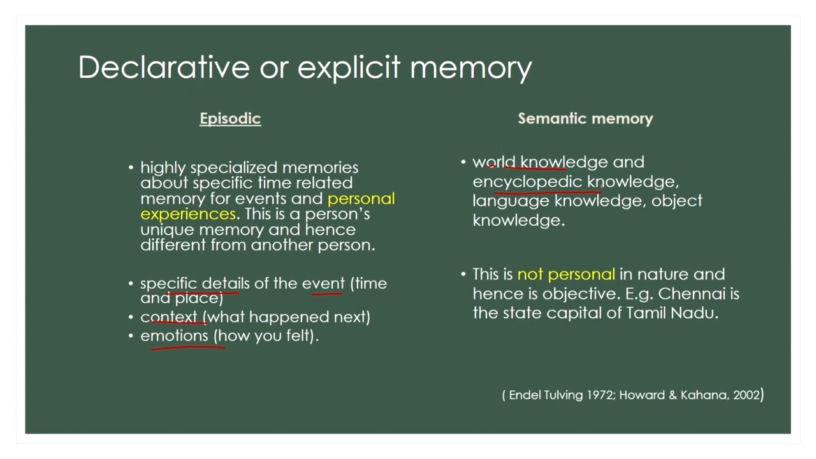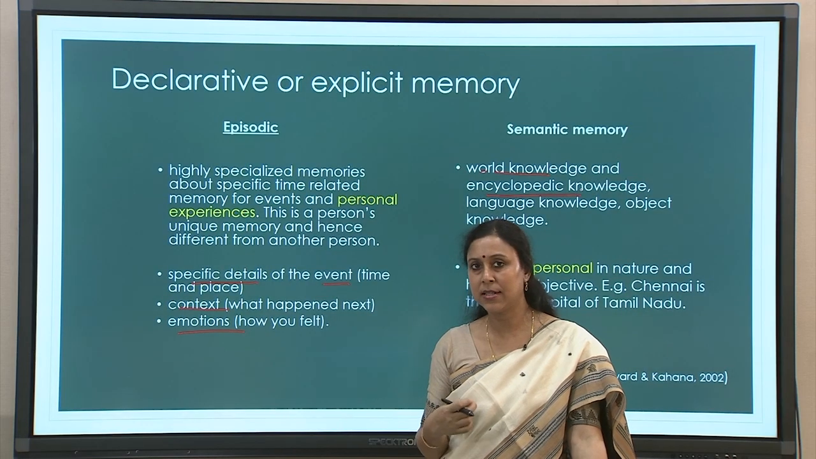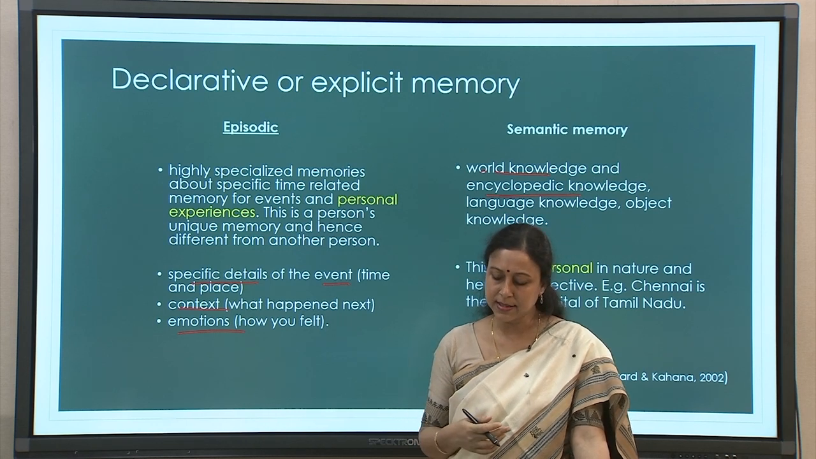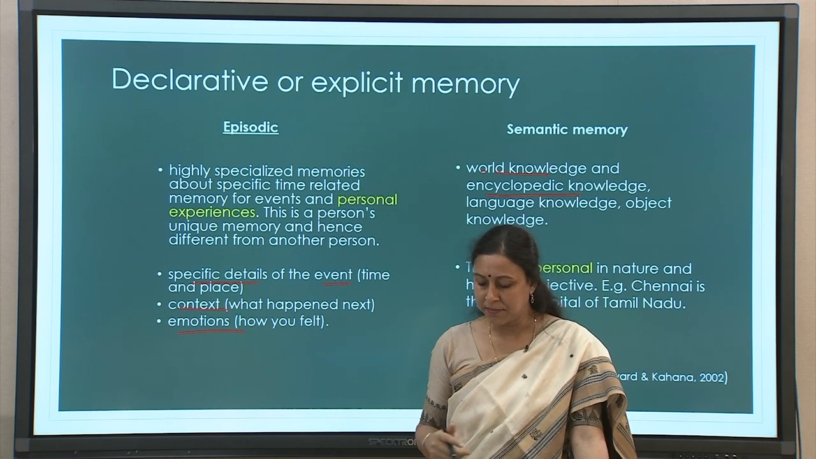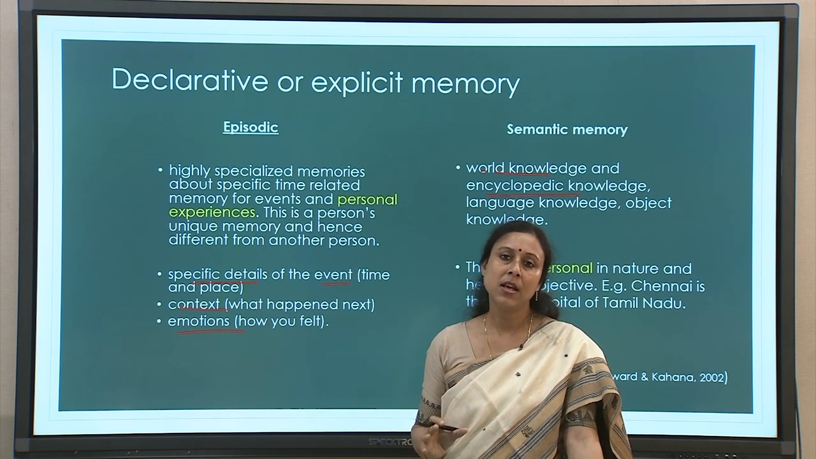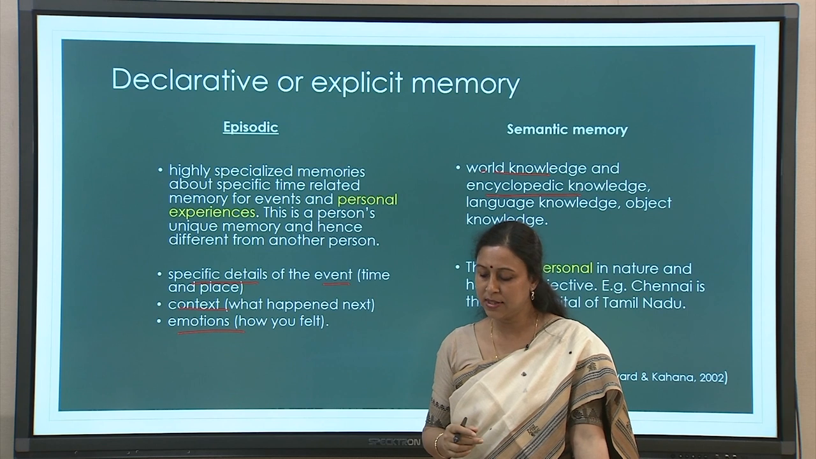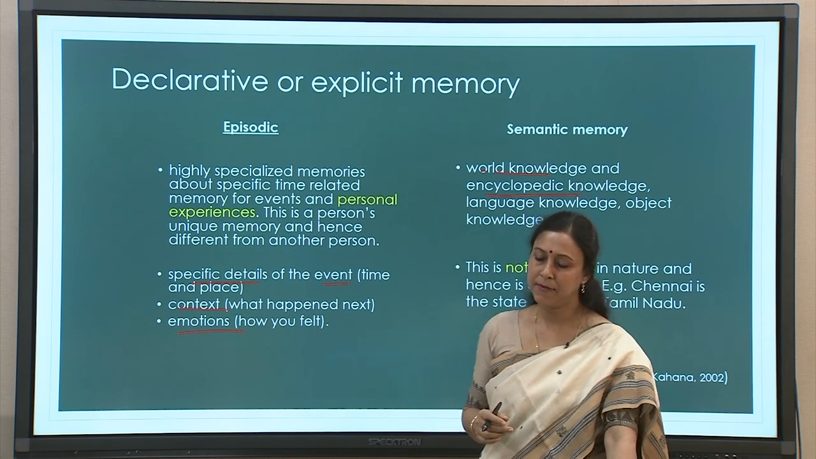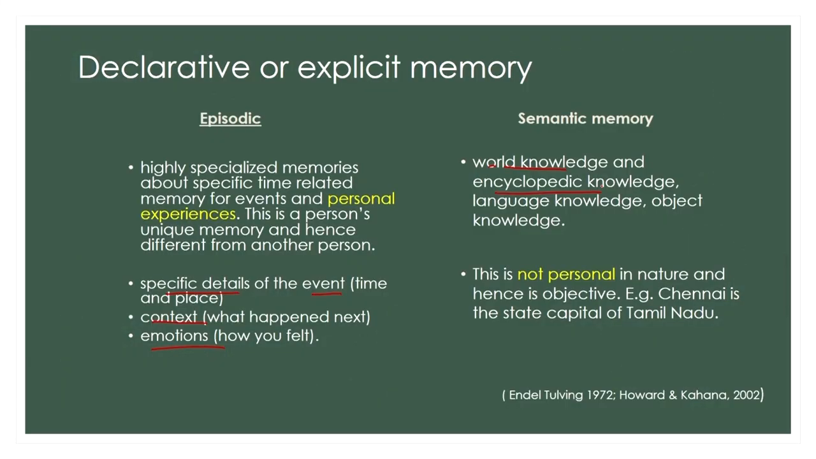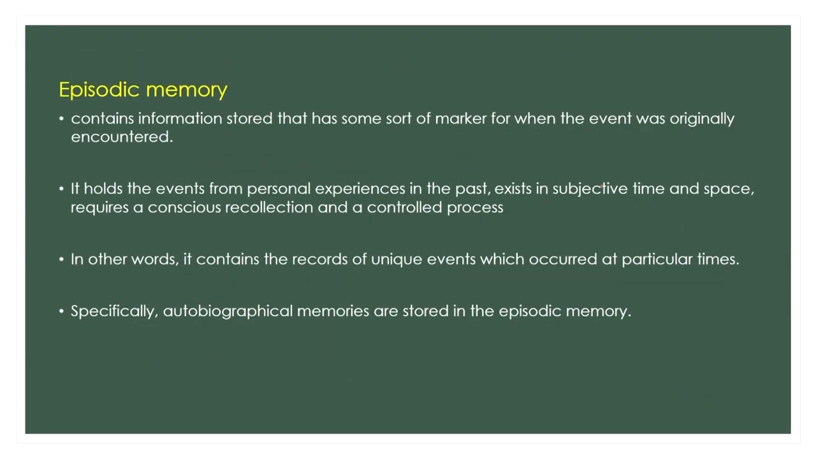For example, Chennai is the capital of Tamil Nadu. That information is objective information. That is true for everybody. It is not subjective. So similar things, they all go into semantic memory. So this is, as a result, not a personal storage. This is not a personal unique memory storage. This is something quite common for everyone. So this is the primary difference between episodic and semantic memory.